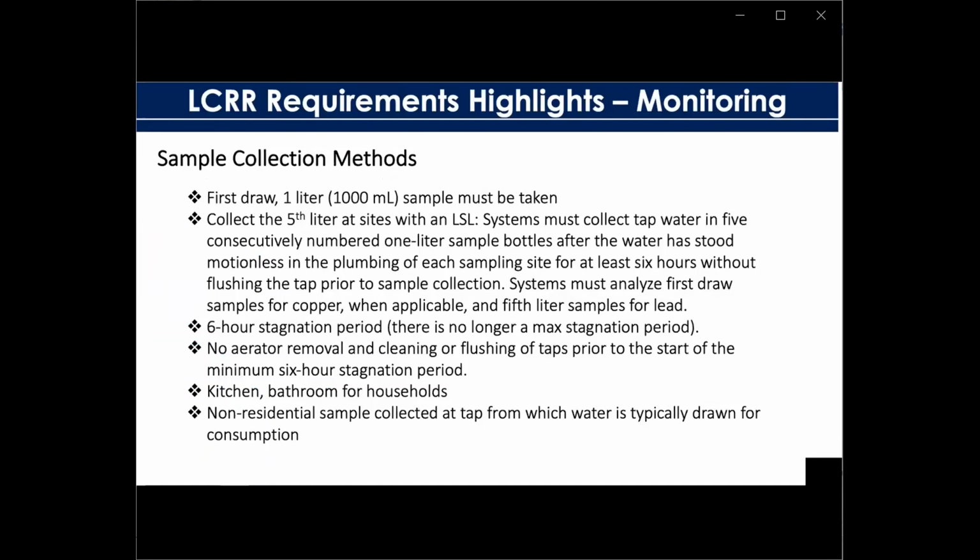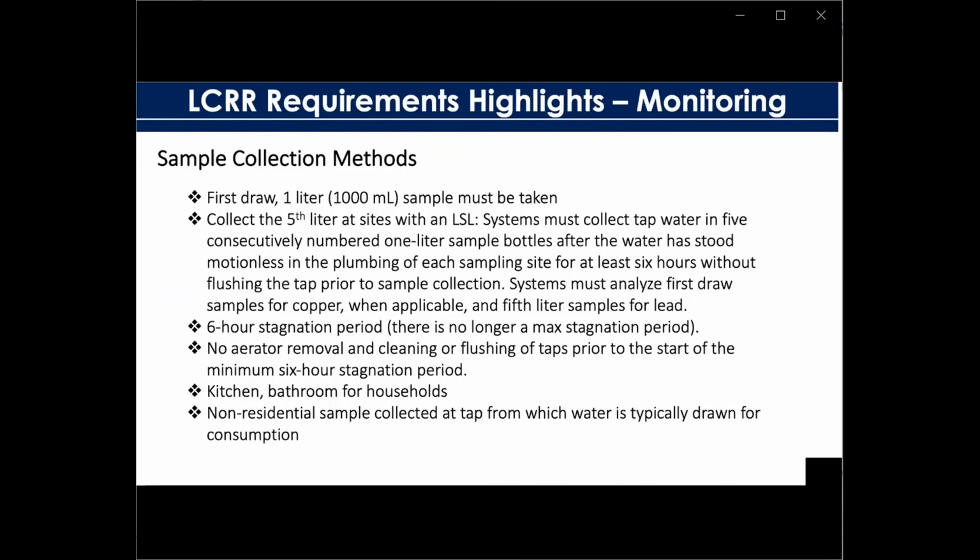When looking at the highlights of the Lead and Copper Rule Revisions requirements for sampling collection, the biggest highlight is the 5th liter at sites with lead service lines. Here, systems must collect tap water in five 1-liter sample bottles after the water has been stagnant for at least 6 hours without flushing the tap prior to the sample collection. The system must analyze first draw samples for copper, when applicable, and 5th liter samples for lead.